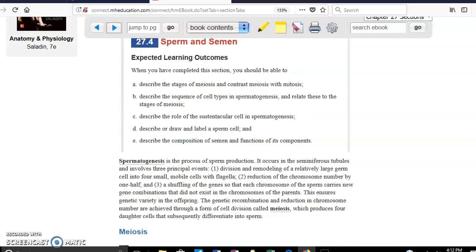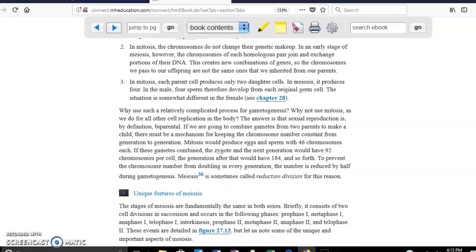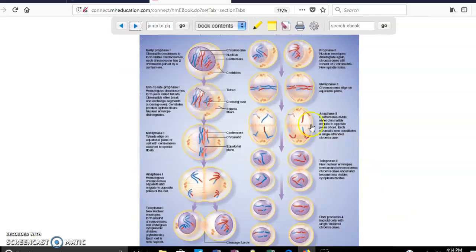Next topic is sperm and semen. Let's take a look at that. Spermatogenesis, as you can see, is the production of spermatozoids, and this is achieved by the process of meiosis. In the case of meiosis, the cell divides twice and you get 4 cells. If we scroll down, right here you have 1 cell, and here you can see the first cell division, and you get 2 cells. Now these 2 cells are going to go through a second cell division, and now you are going to end up with 4 cells, 1, 2, 3, and 4.